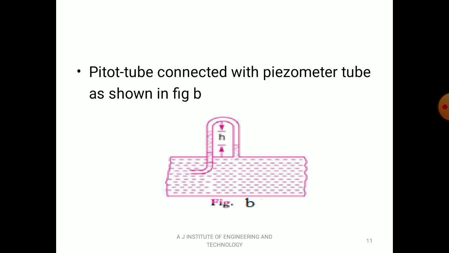The pitot tube is connected with the piezometer tube, as shown in figure B. In the first case, the pitot tube and piezometer were separate. Here, in the second case, we combine the pitot tube and piezometer together. In the same way, we can get the rise of liquid level, that is H, in the pitot tube.